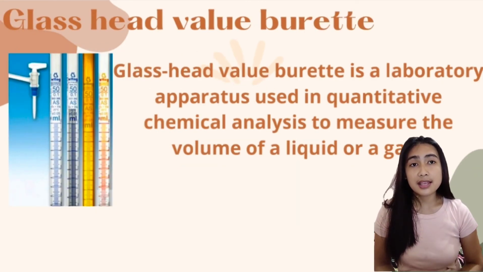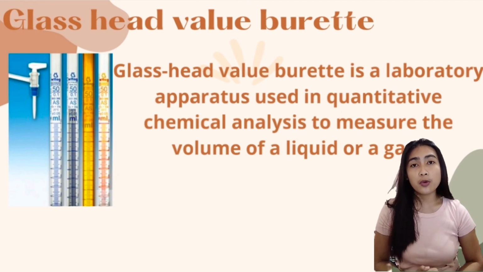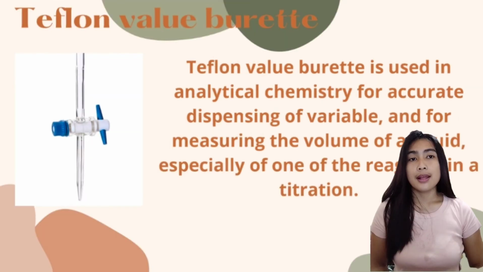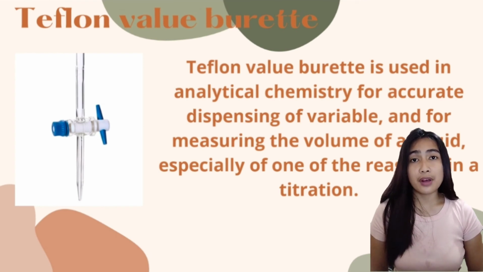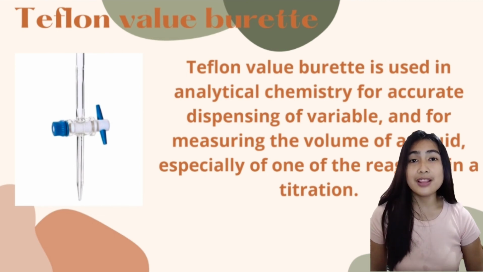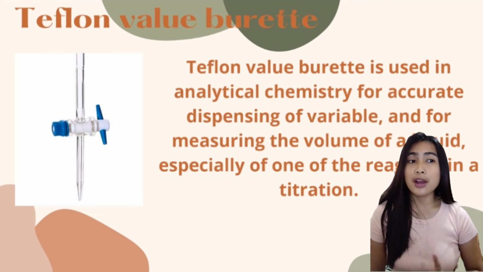Next is the glass stopcock burette. Glass stopcock burette is a laboratory apparatus used in quantitative chemical analysis to measure the volume of a liquid or a gas. Last is the Teflon stopcock burette. Teflon stopcock burette is used in analytical chemistry for accurate dispensing of variable volumes and for measuring the volume of a liquid, especially of one of the reagents in a titration.